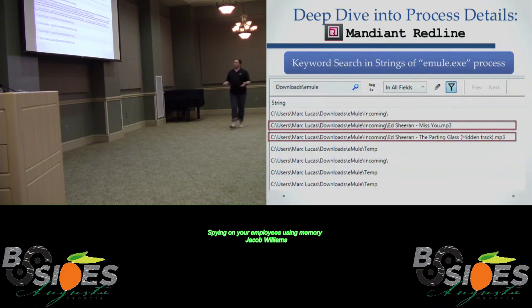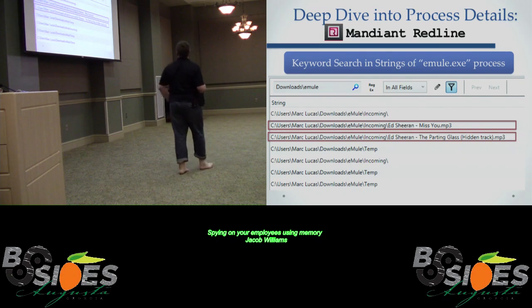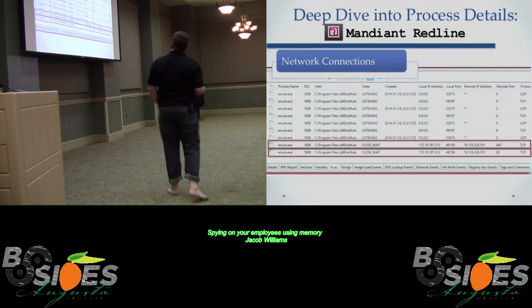I might do a little search within the strings here. Maybe look for downloads Emule, right? And it turns out that this user is pirating Ed Sheeran music, right? I don't have many teenage girls in the audience, so I'm guessing nobody knows who Ed Sheeran is. It's okay, right? So if you have a teenage girl, you'll know who Ed Sheeran is. Anyway, right? So we see indeed some of these, and they're in the incoming directory. Now we have to test to make sure that the incoming directory really means incoming, but okay, let's call a spade a spade here, right?